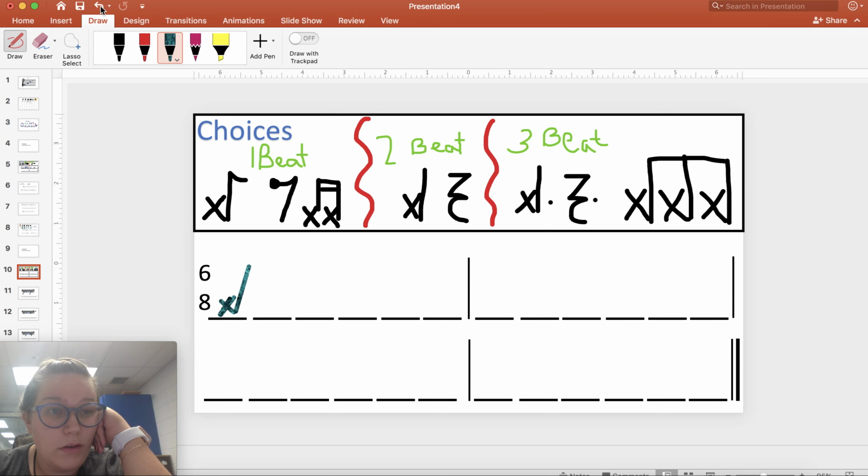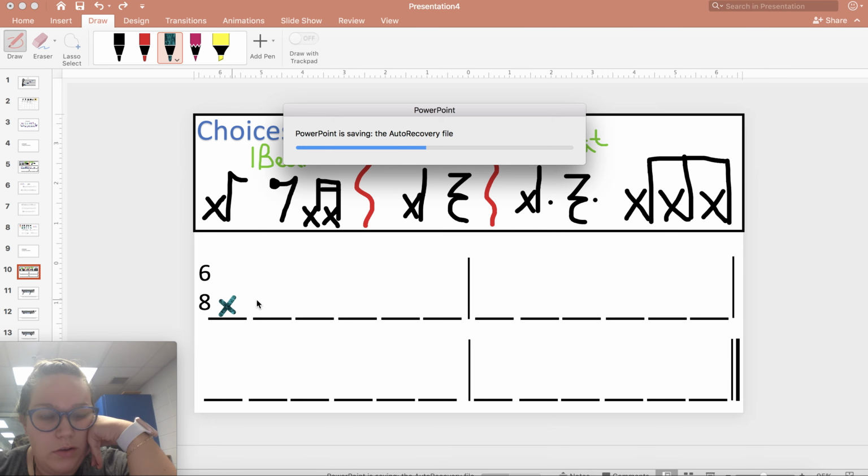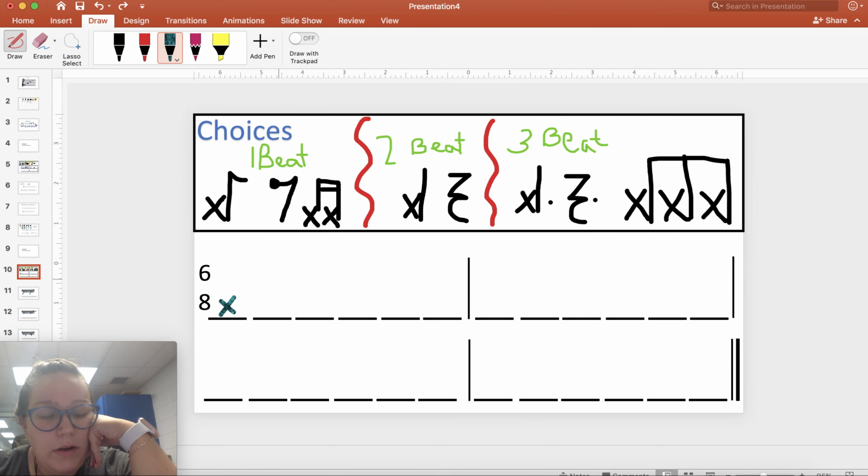This might not go so well. A line. What is happening with my computer today? Why is this happening? Well, I'm in the middle of working on it. Saving the auto recovery file. We're not going to need to recover it. PowerPoint, thank you though. All right, a line, hopefully, and a flag.